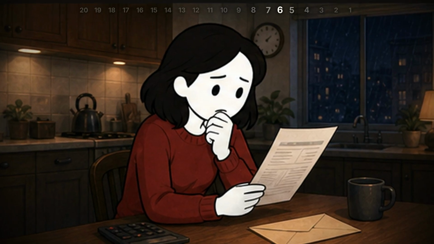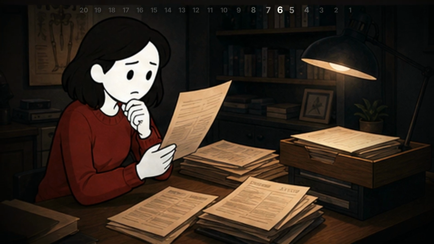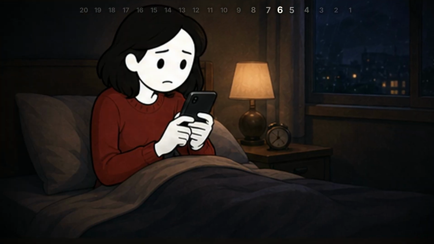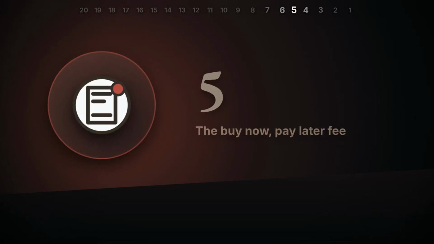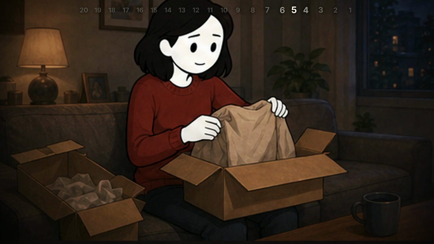The next 5 charges hide inside payment rules and medical paperwork. Number 1 waits the longest before revealing its full cost. Number 5, the buy now, pay later fee. A purchase is divided into several smaller payments.